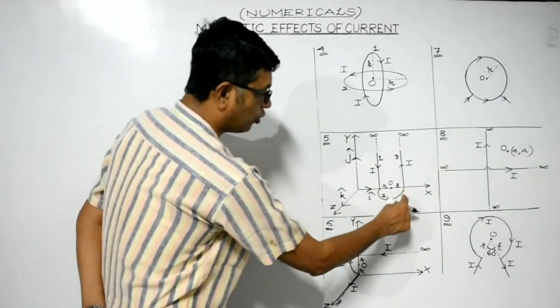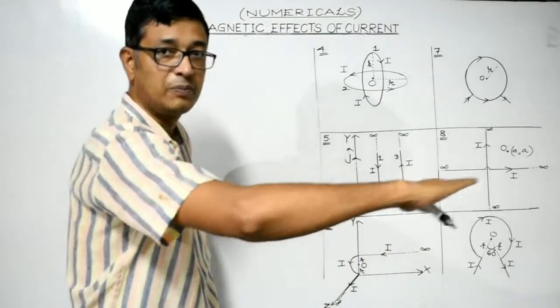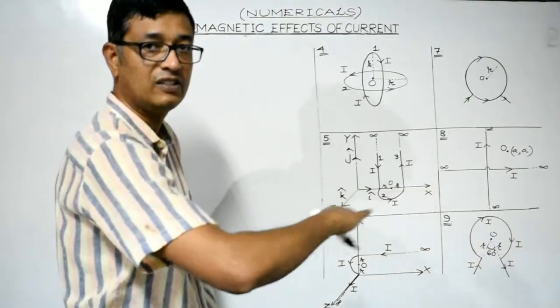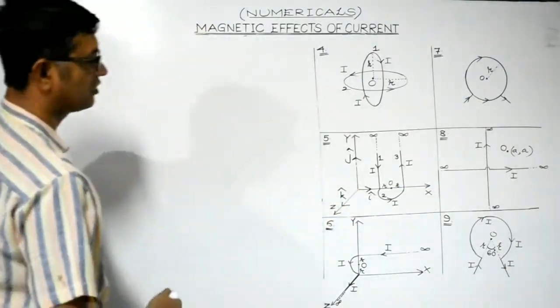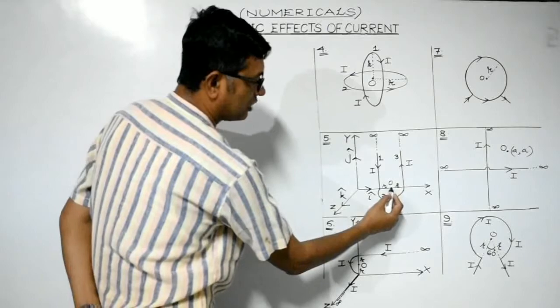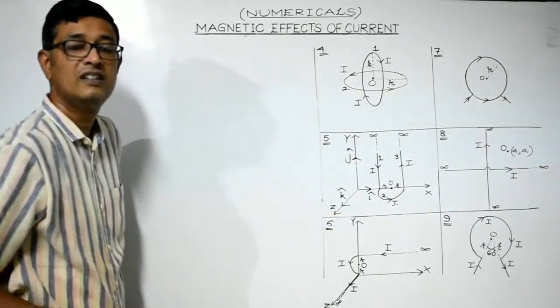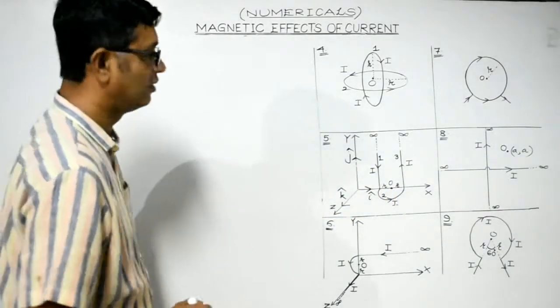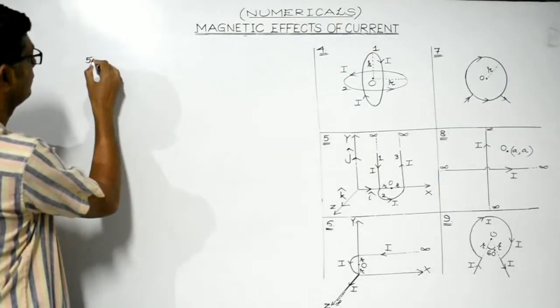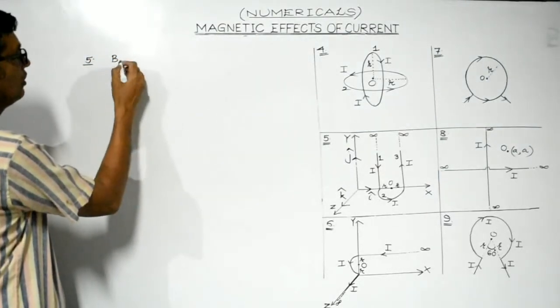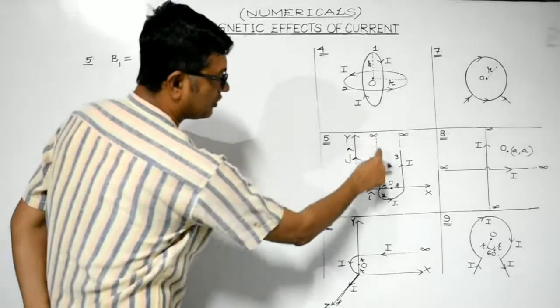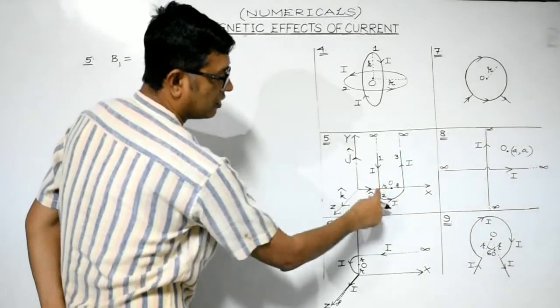This semicircular portion lies in the xz plane, the horizontal one, in this particular case. So let's try to analyze. We are supposed to find the net expression for the magnetic field at point O. So what to do is, let's find the expression for the magnetic field due to this first portion.